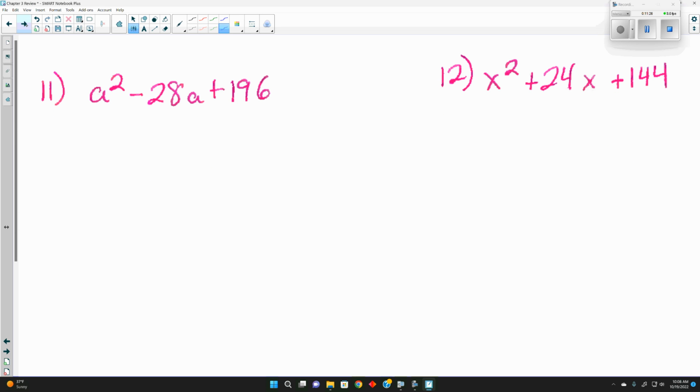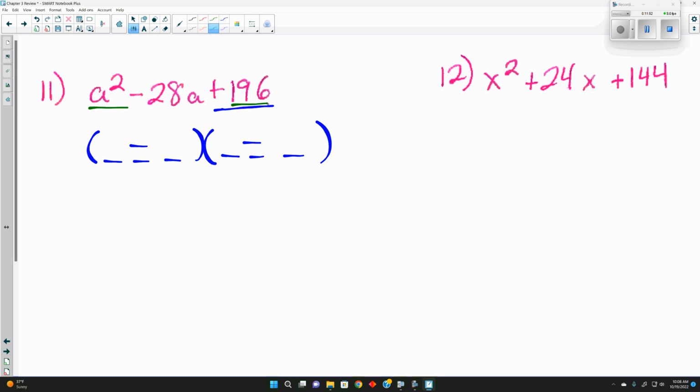Numbers 11 and 12 are the same thing as what we did on the first few. The only thing that makes them different is that our answer ends up being something times itself. Because if we look at 11, no greatest common factor. So our sign, if we look at the third term, it's positive, so the signs are the same and they match the sign of the middle term. So we have negative and negative.